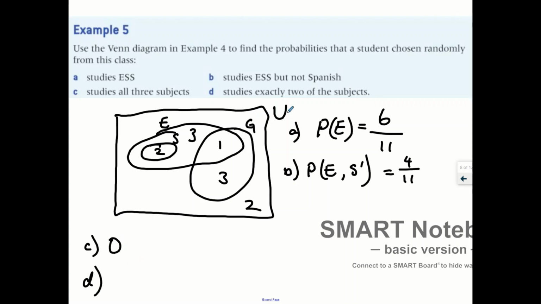And D studies exactly 2 of the subjects. Well, we have these 2 and this one. So that would be 3 out of 11. And so it's that straightforward. We just use the diagram to help us get the numbers.